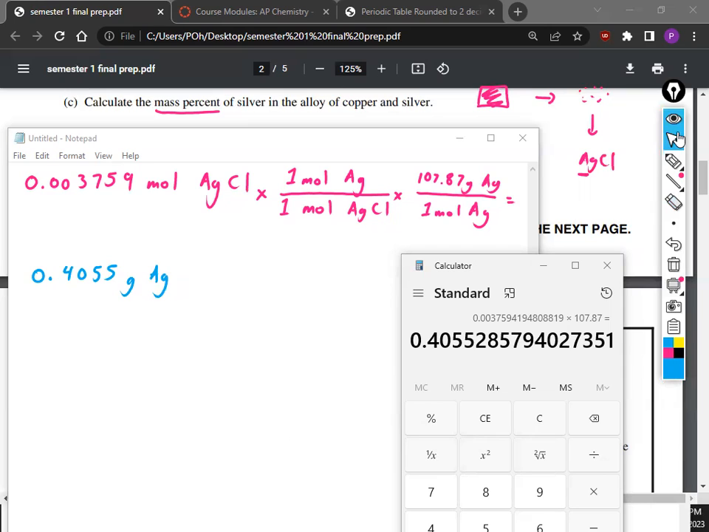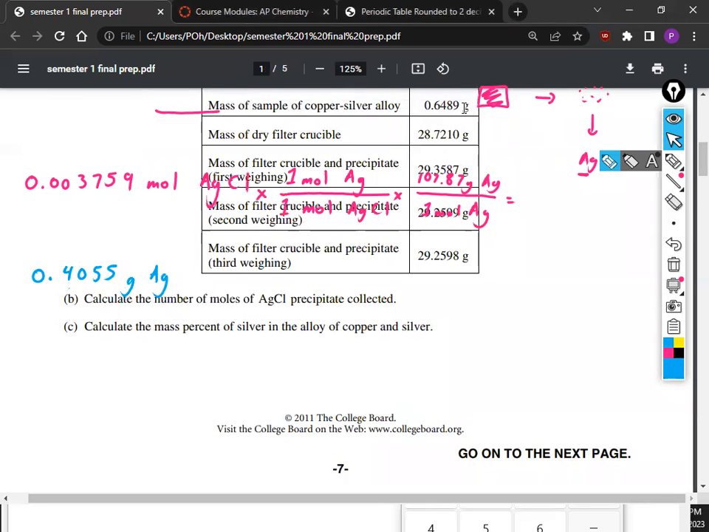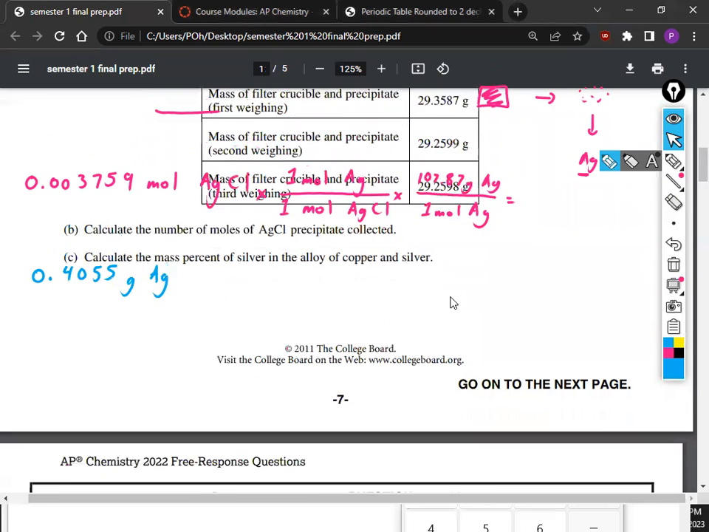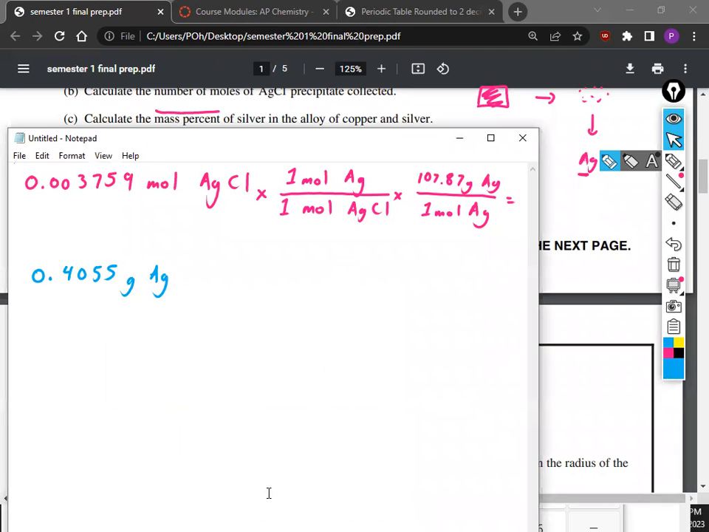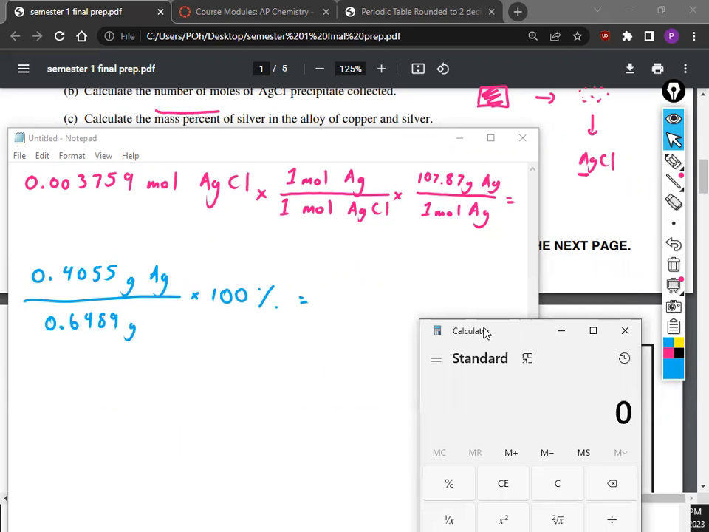We're almost done. If we take a look at the problem, we're looking for the mass percent in the original alloy. So what we need to do now is go up and find the mass of the original alloy. The alloy originally weighed 0.6489. We're going to divide the mass of the silver by the mass of the alloy because we're looking for a percentage, right? We want to find out what percent of the original alloy was Ag. Then we'll multiply that by 100%, and then we are all done. So punch that into your calculator, figure out the mass percent of Ag in the original alloy, and congrats guys, that's the end of the problem.